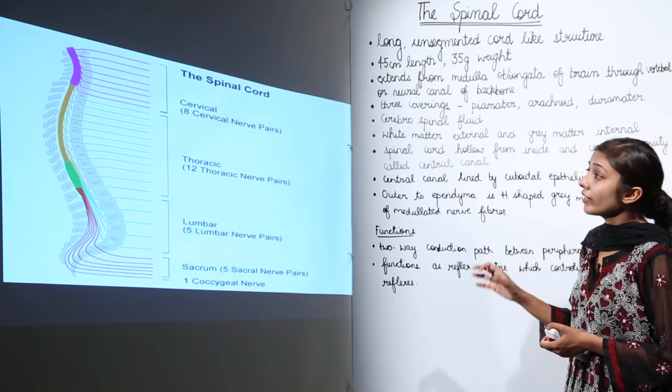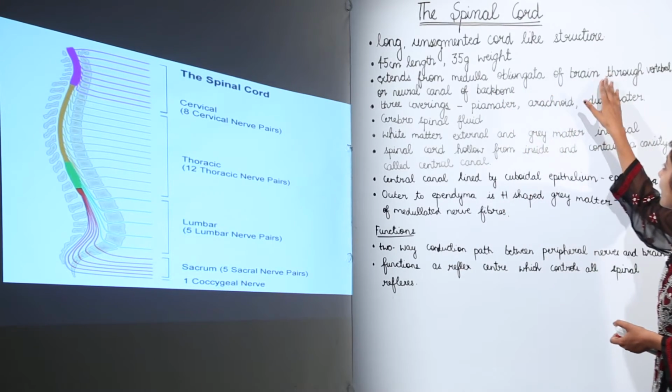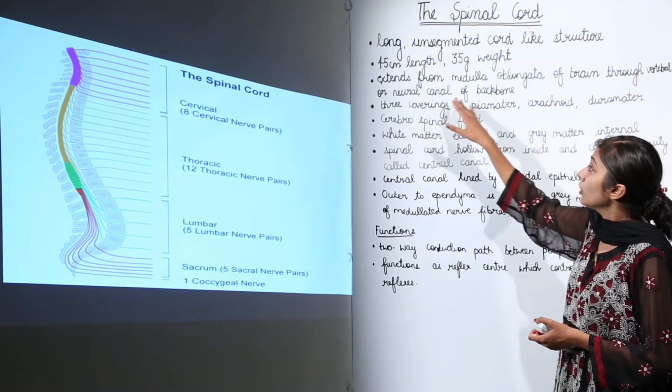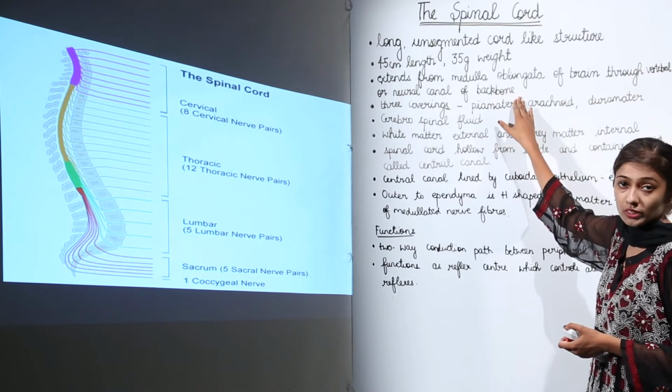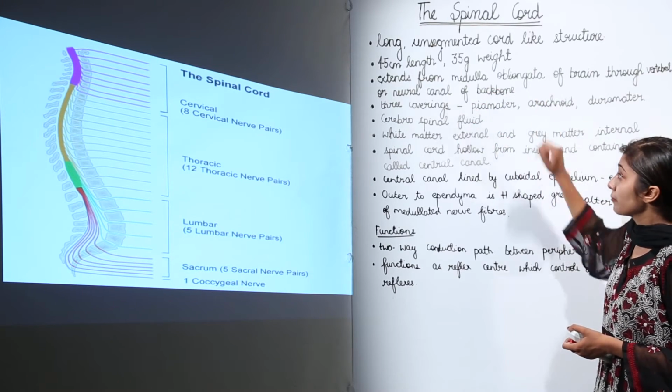Now the spinal cord extends from the medulla oblongata of the brain through vertebral or neural canal of backbone, right. So, it extends from the medulla oblongata of the brain.